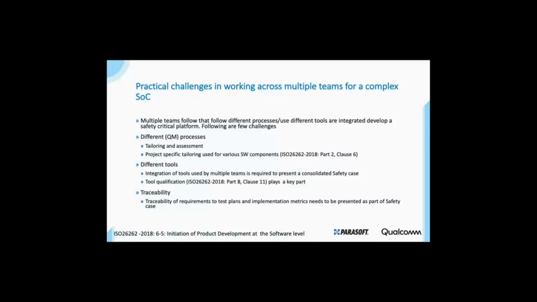So some of the key ideas we used here is tailoring. This is, by the way, part of ISO 26262 Part 2, Clause 6, which allows for project-specific tailoring as well as component-specific tailoring. So for every software component, we have an overall process for the whole Qualcomm Automotive software system, but then we work with each of the teams and have a separate tailoring done for each of these components so that we can still meet ASIL compliance without changing the way they work a lot.